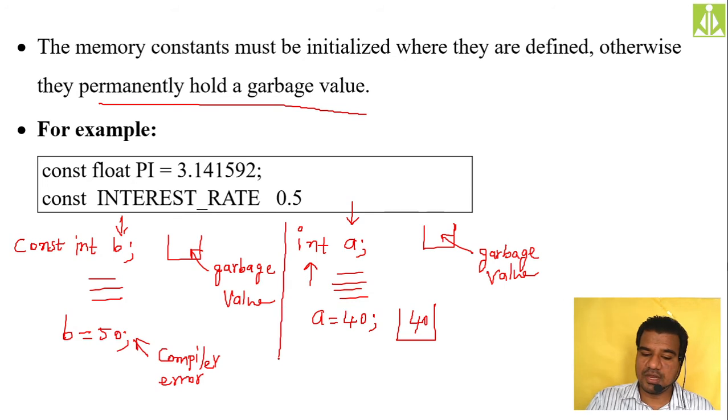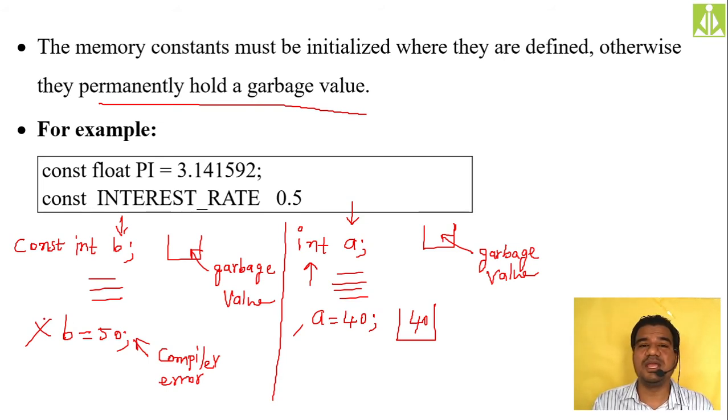Creating a normal regular variable and making it uninitialized is acceptable, it is meaningful, because at the time of creation the normal variable will hold the garbage value, but you have the flexibility of changing its value in your program after a few statements, wherever you want. But for the memory constant, such flexibility is not there. Changing the memory constant value is completely not acceptable. So if you make the memory constant uninitialized, it will hold the garbage value permanently.